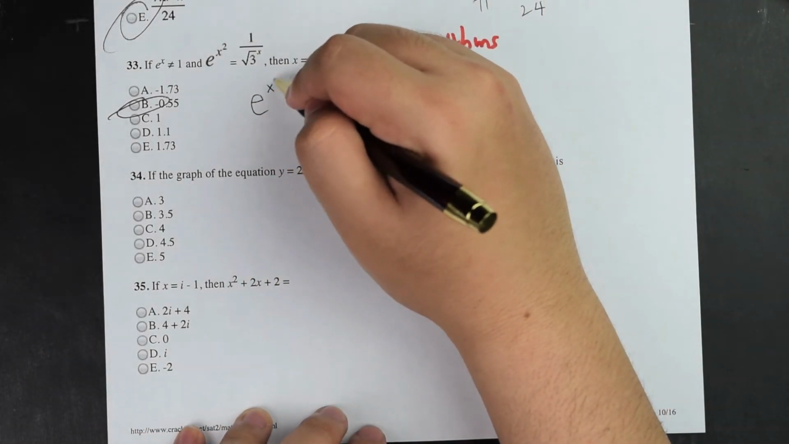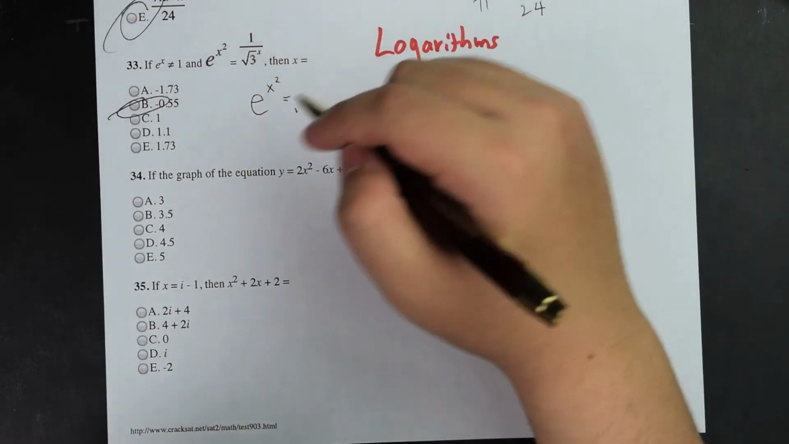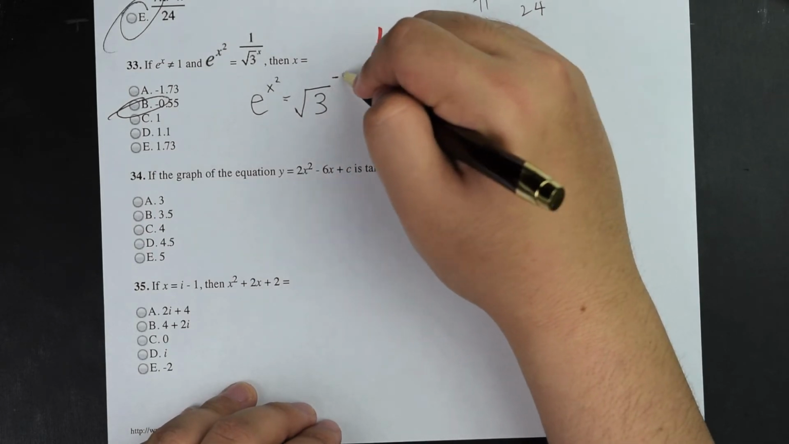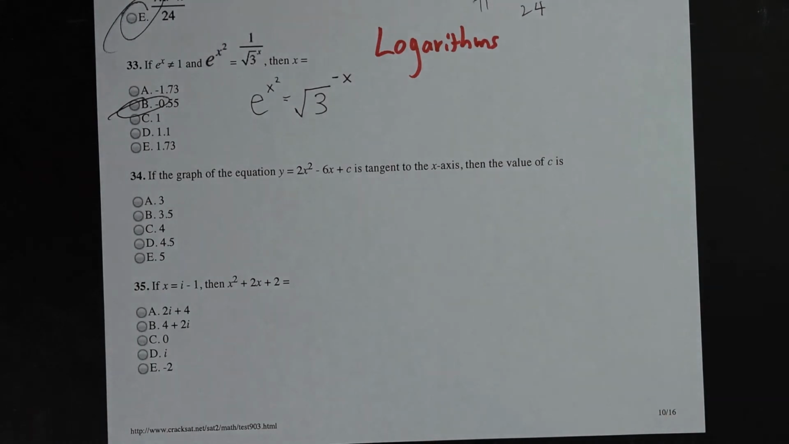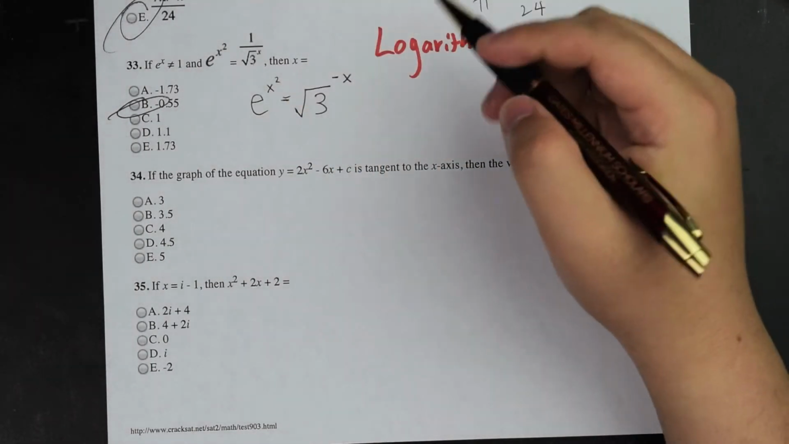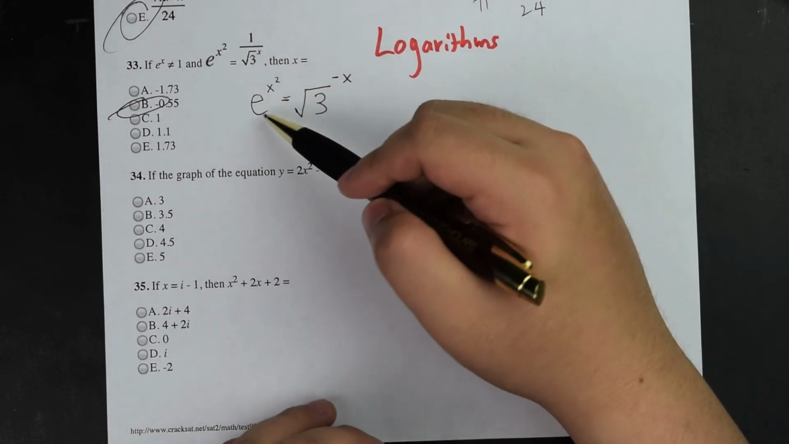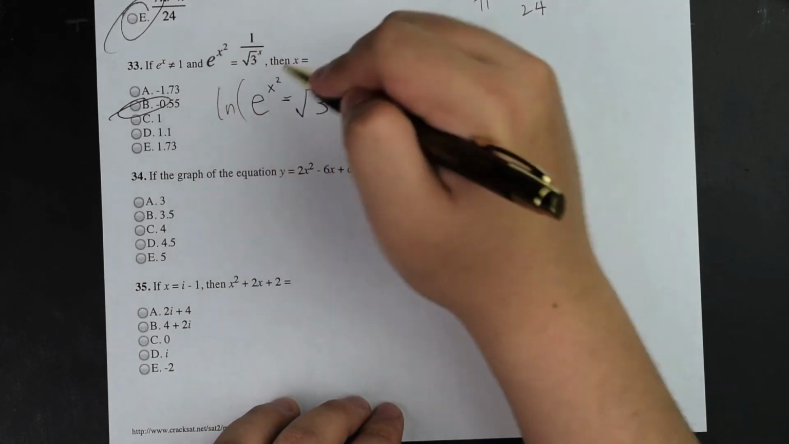So I put e to the x squared equals, and the first thing I'm going to do is change this to a statement rather than having fractions. I don't like fractions personally, and so I'm going to change to square root 3 to the negative x power, because that's the same statement, just now in one line without any fractions. Afterwards, now I'm going to apply ln, because what ln does is it's like log, but it lets me cancel out this. So I'm going to ln both sides like this.